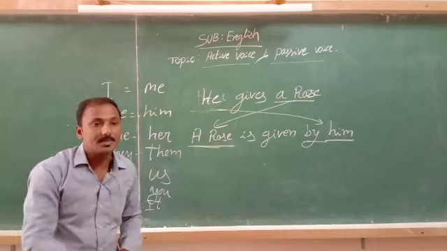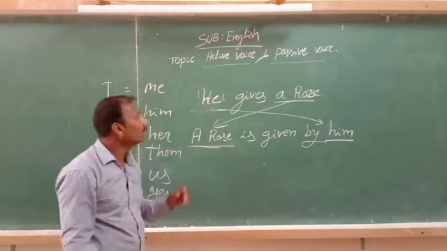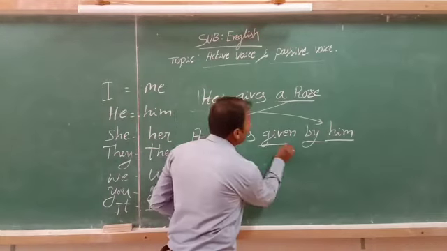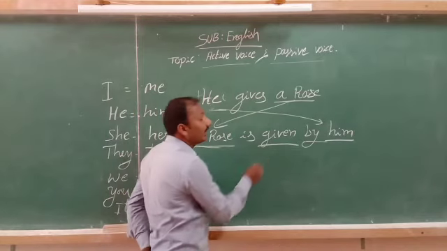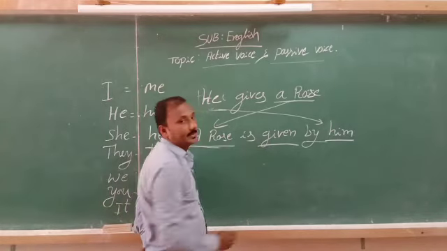Then the third step: the main verb appears in the past participle form. We observe the example. The verb is given in the third form, or V3 form, or past participle, in the sentence.